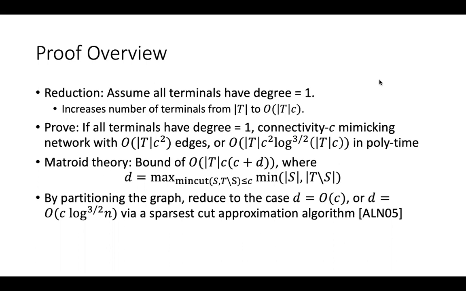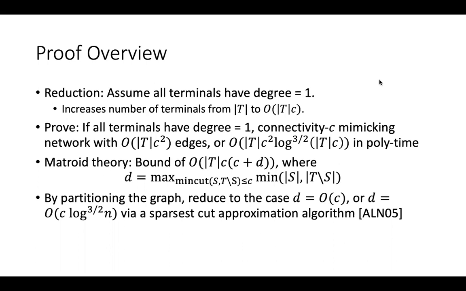Basically, the way this is done is you assume that every terminal has degree at most C because we only care about C edge connectivities. Then if a terminal has some number of edges out of it, you just treat each of those edges itself as a terminal. And so what happens is the number of terminals now has gone up by a factor of C, but now all the terminals have degree 1.